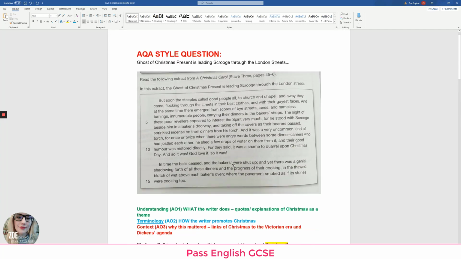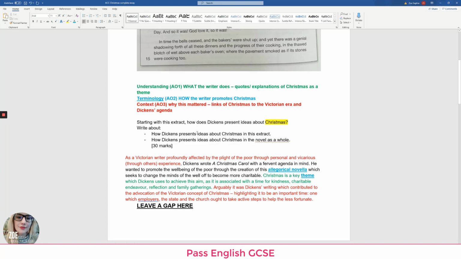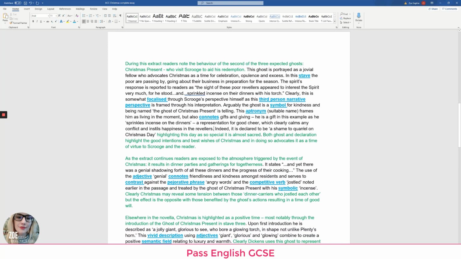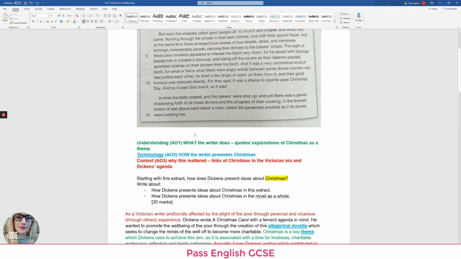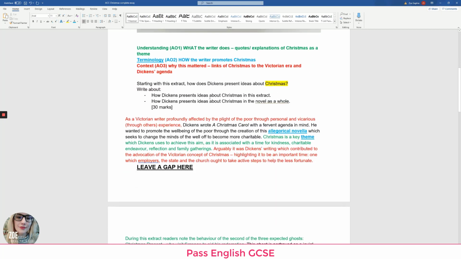Do you remember in the extract where it says there were some angry words and a few drops of water and their good humor was restored directly? That's what I mean, okay? Indeed, it is declared to be a shame to quarrel on Christmas Day. See, look here, this bit, the end, so I'm joining it together.